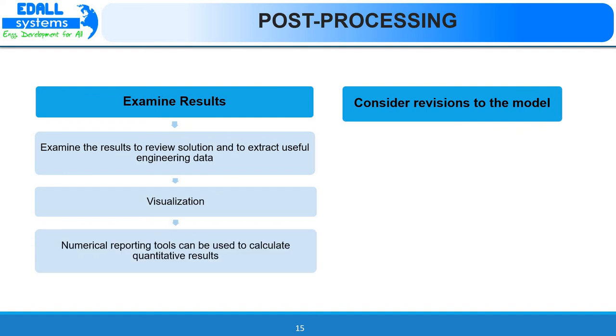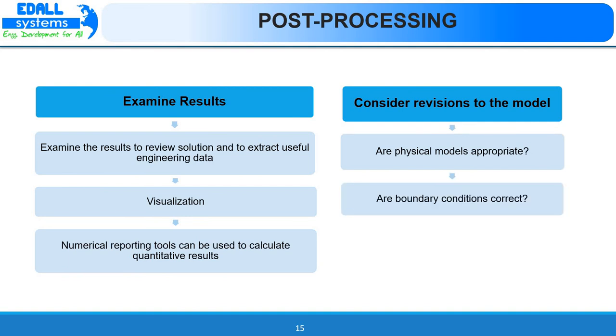Numerical reporting tools can be used to calculate quantitative results like lift and drag, average heat transfer coefficient. Considering revisions to the model helps to answer questions such as are physical models appropriate? Are boundary conditions correct? Is grid adequate, etc.